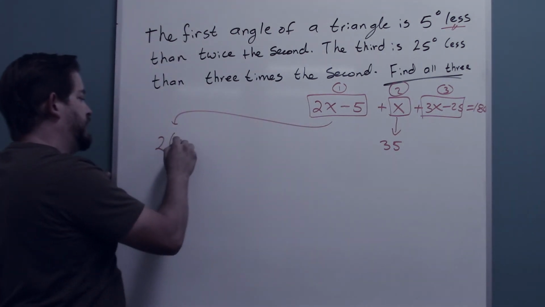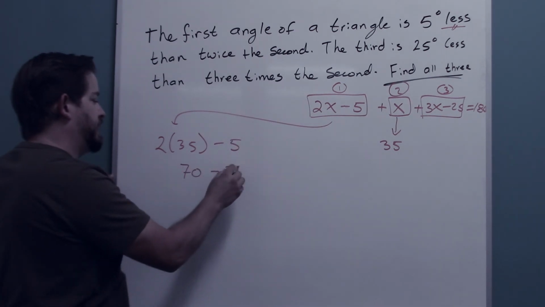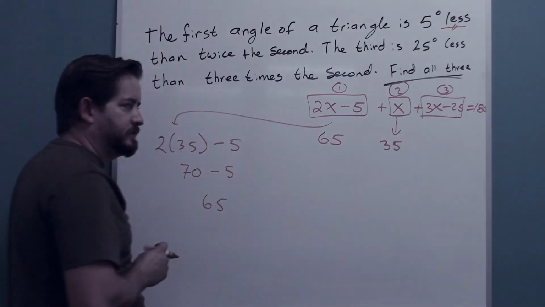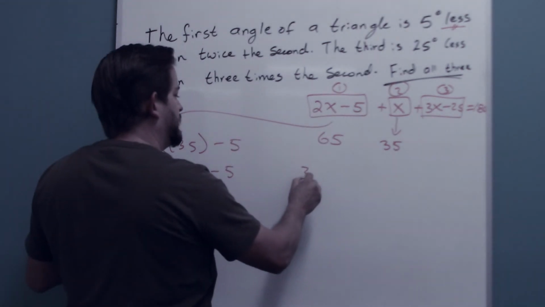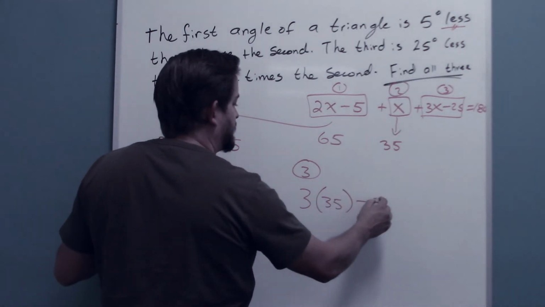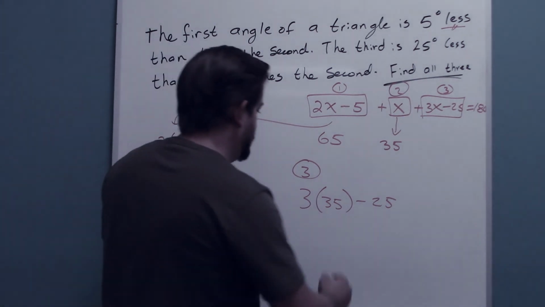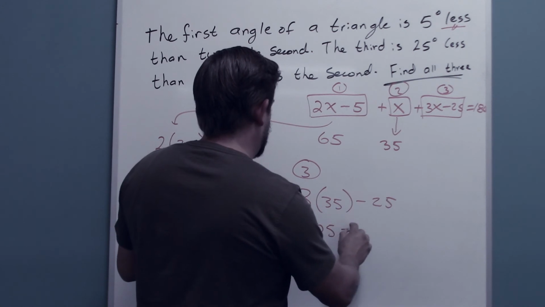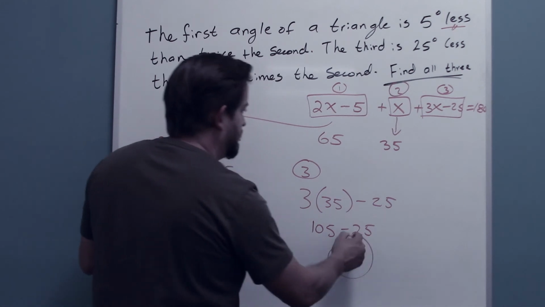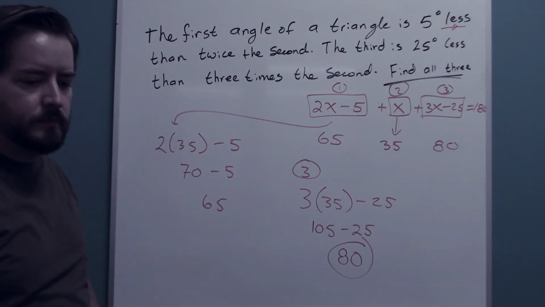So 2 times x, which is 35, and then minus 5. That gives me 70 minus 5, or 65. That's angle 1. Angle 2 is x, so it is just 35. But then angle 3 is 3 times x, which is 35, minus 25. Right? 3 times 35 is 105. Right? 105 minus 25 is 80. And that gives me my last angle. Good.